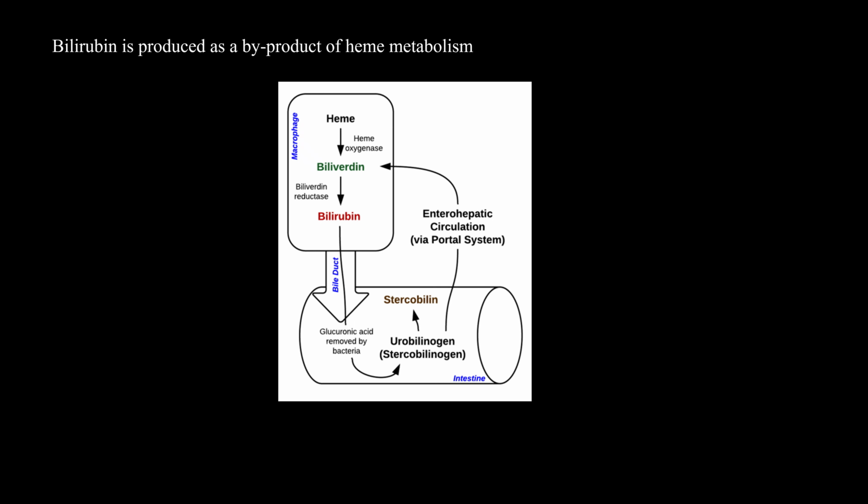Bilirubin is produced by heme metabolism. Heme is broken down into biliverdin, then bilirubin. Glucuronic acid is removed by bacteria, and bilirubin enters the enterohepatic circulation via the portal vein.